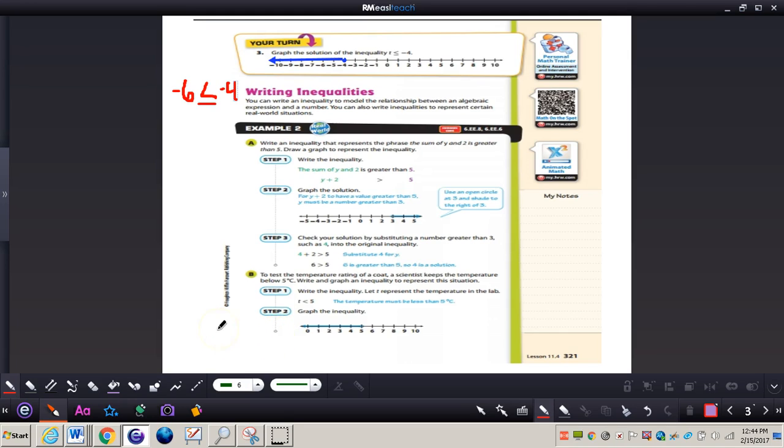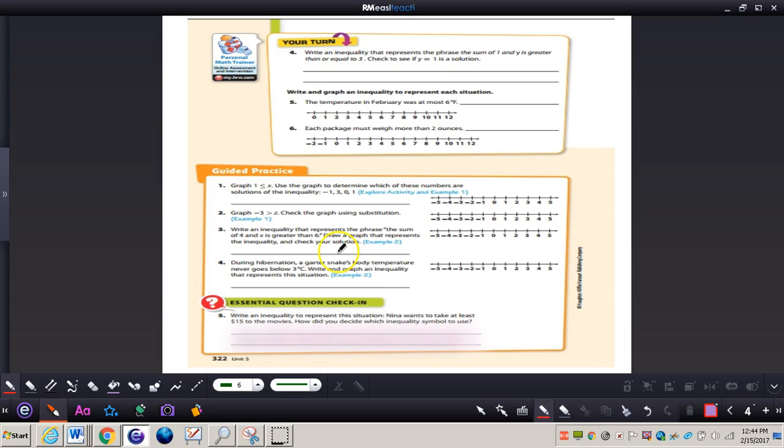So now we can test our solution. So we can see 4, for example, because it's left to 5 on the number line. 4, we know, would be less than 5. Now let's take a look at number 4. It says write an inequality that represents the phrase the sum of 1 and y is greater than or equal to 3. And check to see if y equals 1 is a solution.